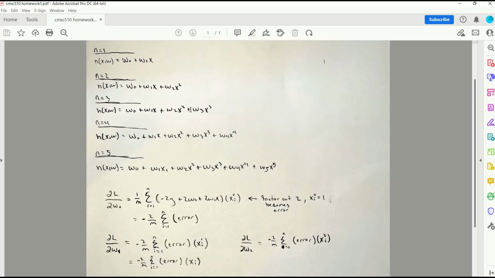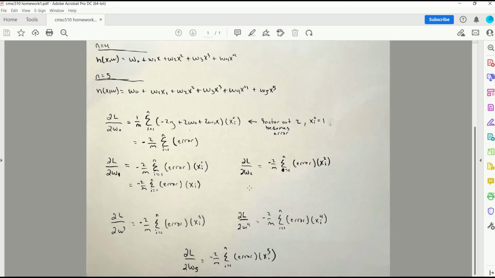And each one's different. It just adds on a whole new element, like weight 3 or weight 4, and then x to the power of whatever n is, right? So if we're doing weight 2, then x is squared. If it's weight 3, x is cubed, right? And we keep going down that same kind of path.